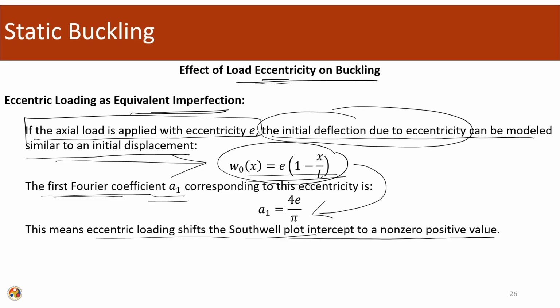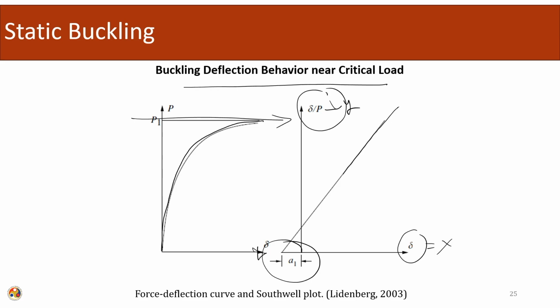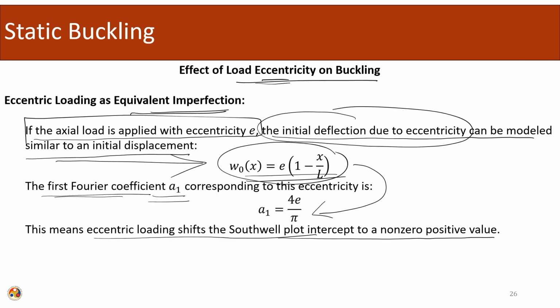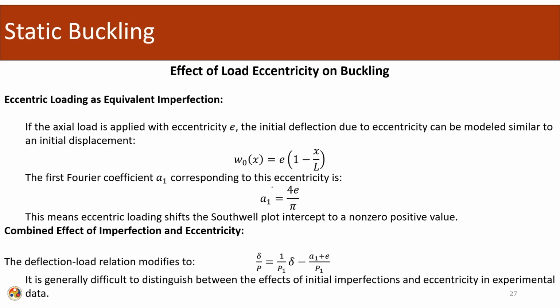What happens here is that if you look into the Southwell plot, the value of A1 shifts to a non-zero value. So, the value of A1 will lie somewhere here. Due to the imperfection, the value of A1 is negative, and due to the existing eccentricity, the value of this Fourier coefficient is a non-zero value. So, this is the modeling of eccentric loading as an equivalent imperfection.